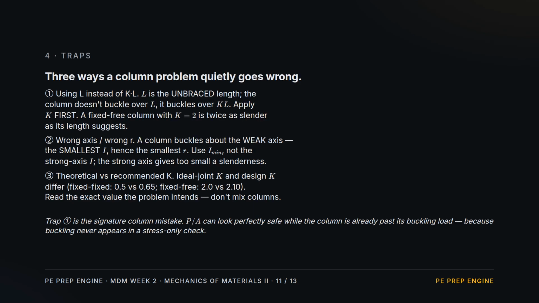Traps. Three quiet ways a column goes wrong. 1. Using L instead of KL. The length is the unbraced length. The column buckles over KL, so apply K first. A fixed-free column is twice as slender as its height suggests. 2. The wrong axis. A column buckles about the weak axis, the smallest moment of inertia and smallest radius of gyration. Use the minimum, never the strong axis. 3. Theoretical versus recommended K. They differ, so read the exact value the problem wants and don't mix the two columns of the table.